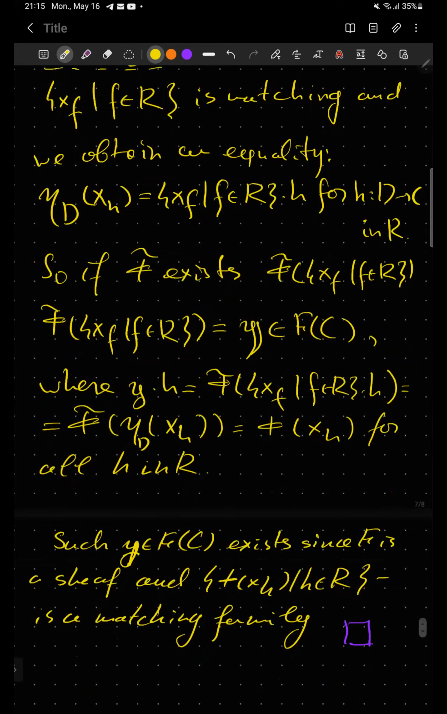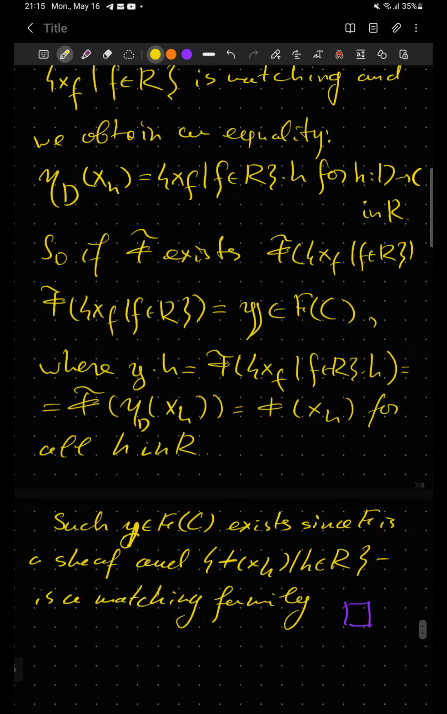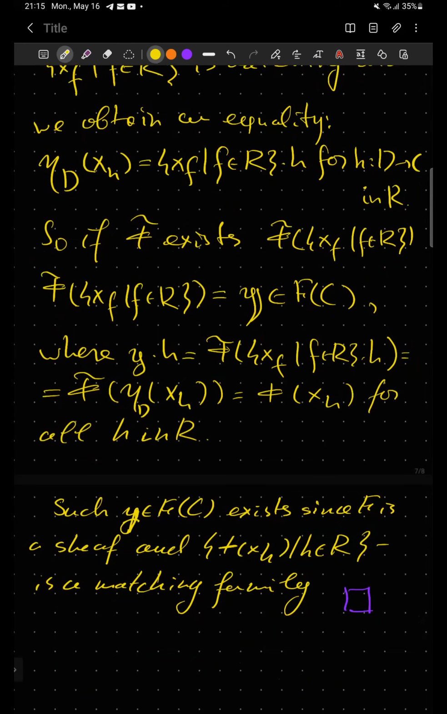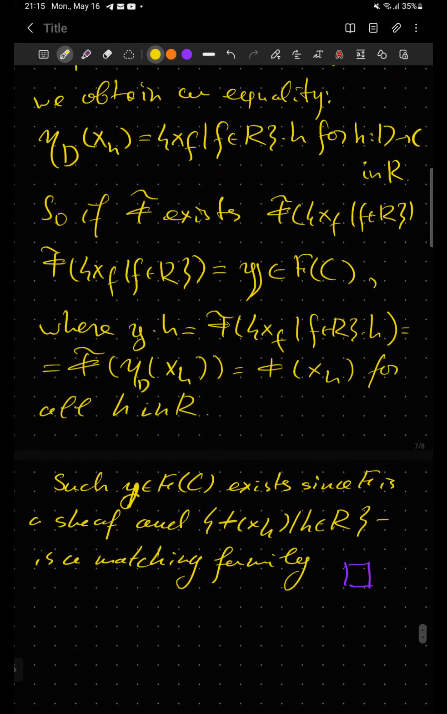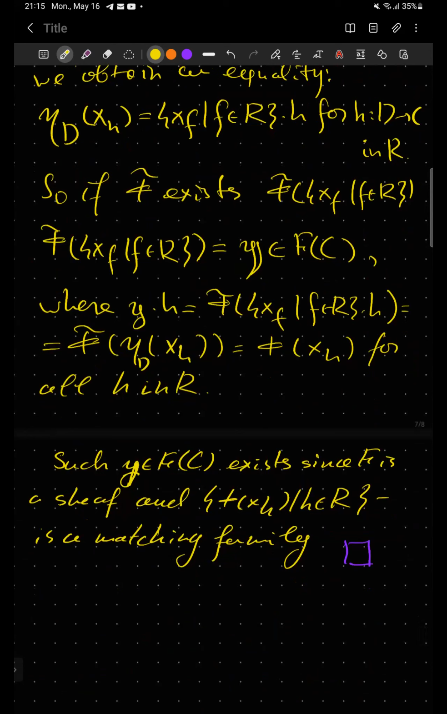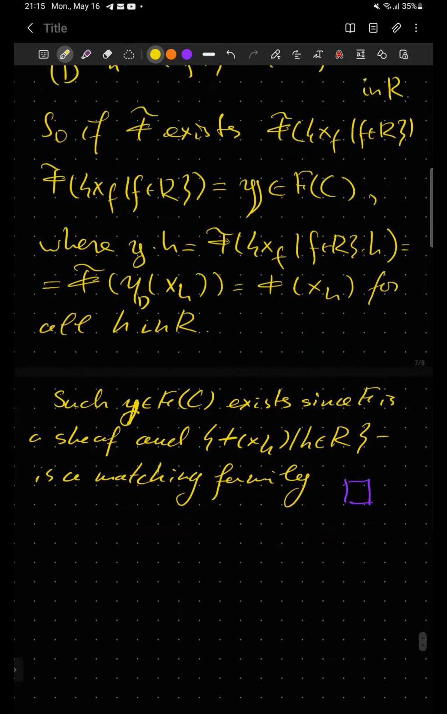And finally, we observe that such an amalgamation exists because the family phi of x h is a matching one and F is a sheaf. Okay, so we observed uniqueness and existence of phi tilde.